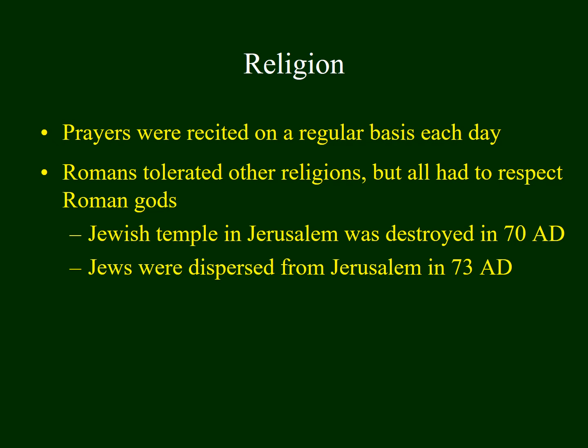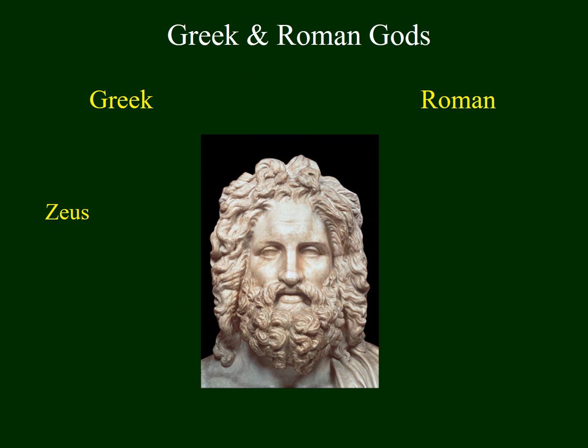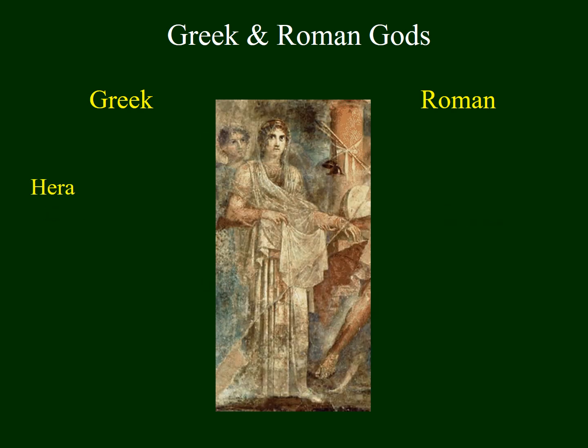The Romans were great at spreading many different ideals, including their religious views throughout the entire Mediterranean world. When it came to religion, what they did was they adopted many of the Greek gods and goddesses and simply renamed them. This was the Greek god Zeus. The Romans took this Greek god and renamed him Jupiter. Here we see the Greek goddess Hera, the wife of Zeus. The Romans renamed her Juno.